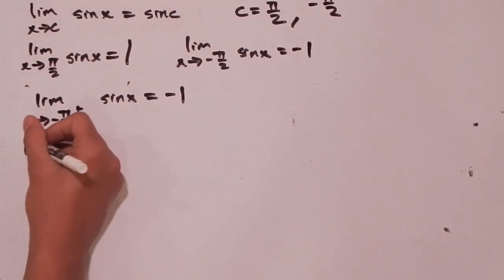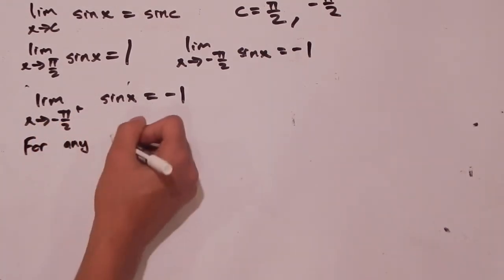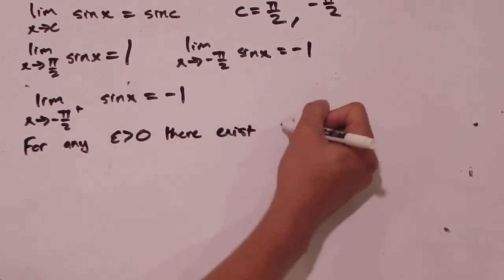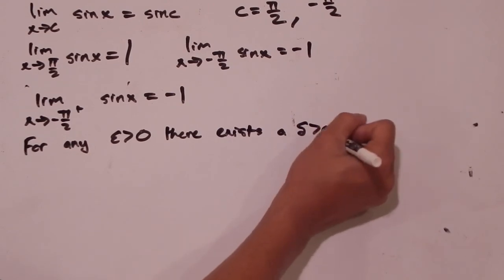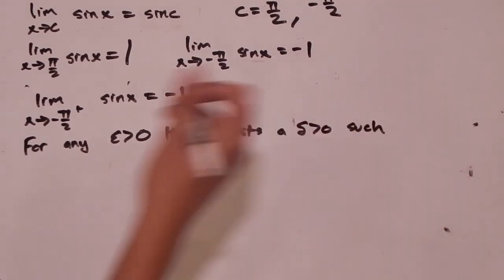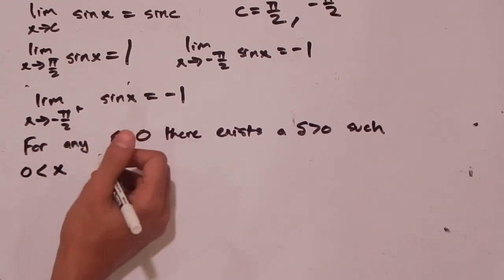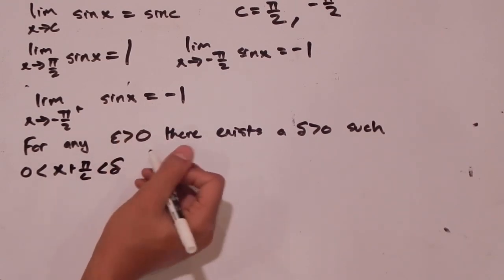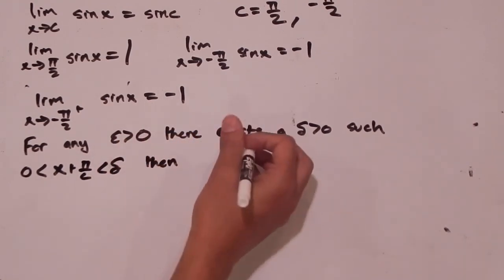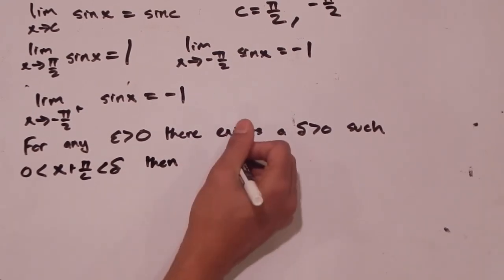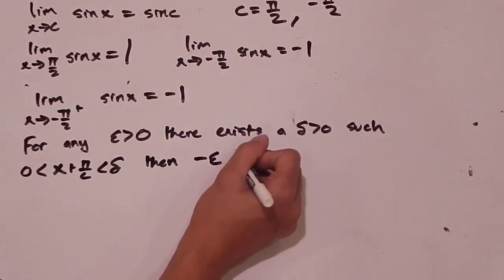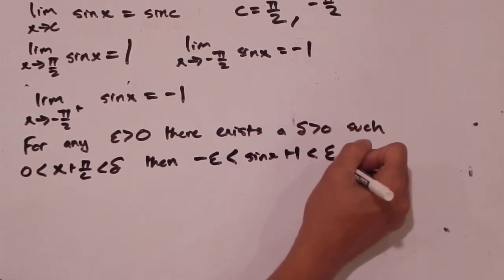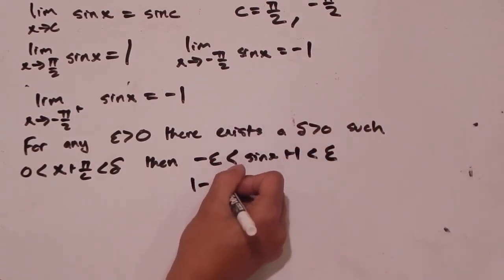So let's go ahead and do this and show that for any epsilon greater than 0, there exists a delta greater than 0 such that when 0 is less than x minus c, which is going to be x minus negative pi over 2, so just x plus pi over 2, is less than delta, then, instead of writing with the absolute values, I'm just going to write it how we have been. Then negative epsilon will be less than sine of x plus 1, which will be less than epsilon. And let's go ahead and do some math over here with this.